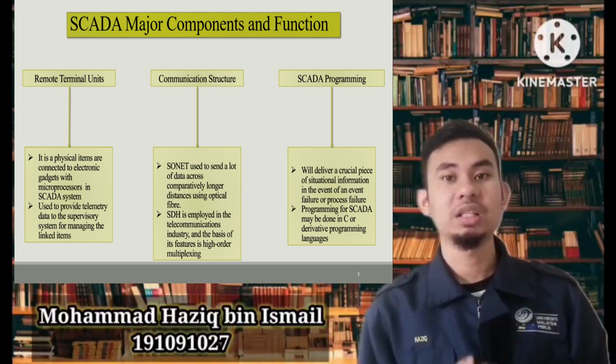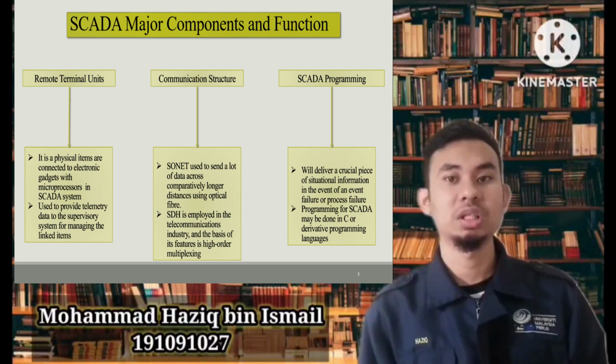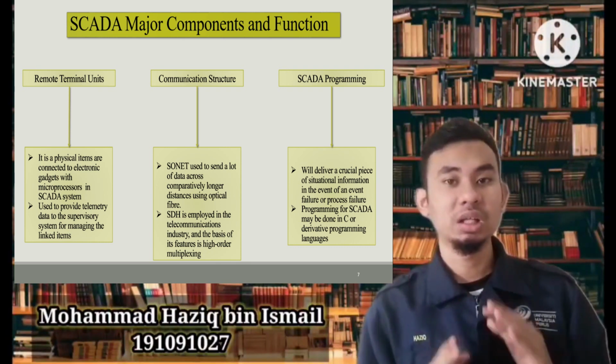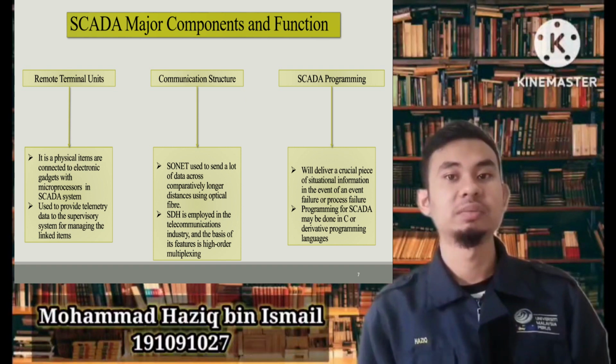After that, remote terminal units, also one of the SCADA main components. RTU is a physical item that is connected to the electronic gadget with a microprocessor in SCADA systems. These devices are used to provide telemetry data to the supervisory system and receive messages from the master system by managing the linked items. Another one is communication structure.